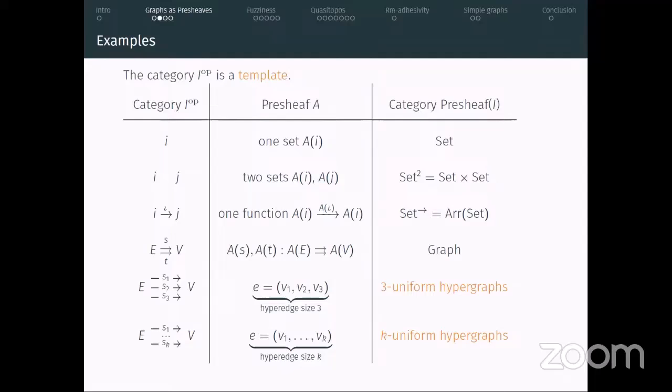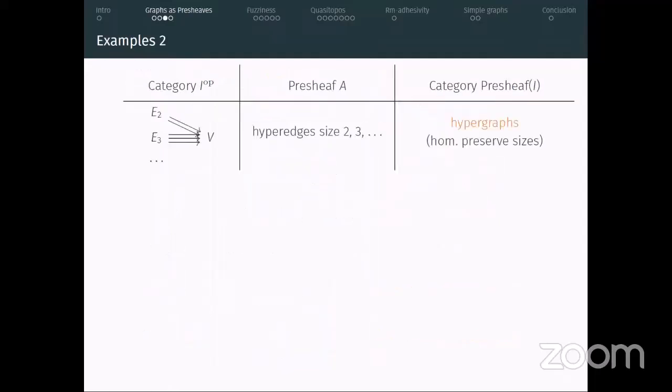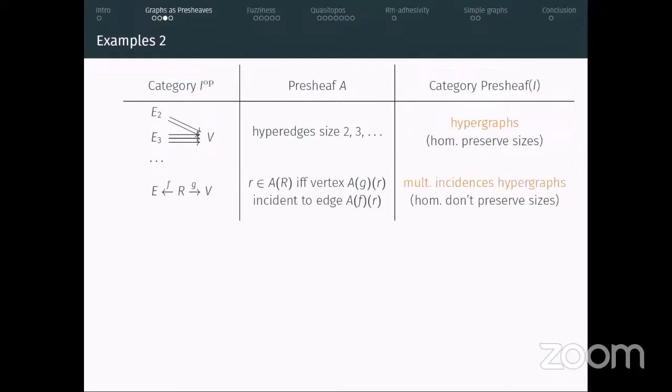And you can combine the last 2 examples to obtain one set for every integer that you want starting from 2. You could also start from 1 if you want hyperedges of size 1. And this gives you hyperedges of every size that you want, so the category of just hypergraphs. With this notion of hypergraphs, note that the homomorphisms preserve sizes of hyperedges. Whereas there is another possibility for hypergraphs where you define it on the walking span as I up, then you obtain another notion of hypergraphs where you allow multiple instances and where the notion of homomorphisms doesn't require sizes of hyperedges to be preserved.